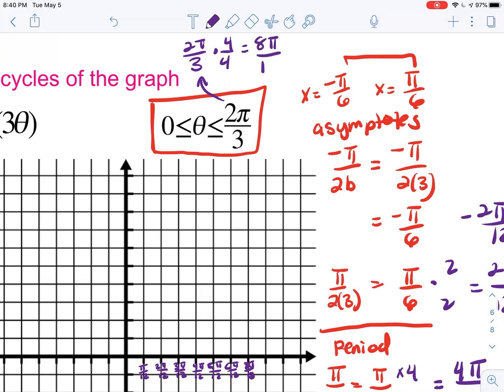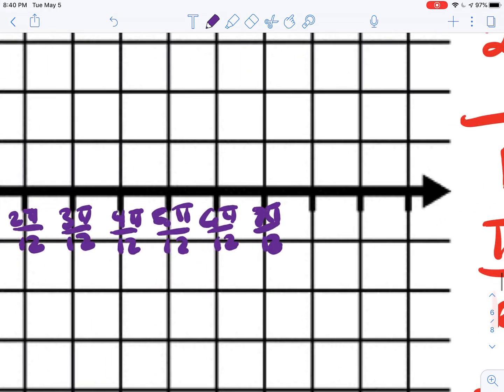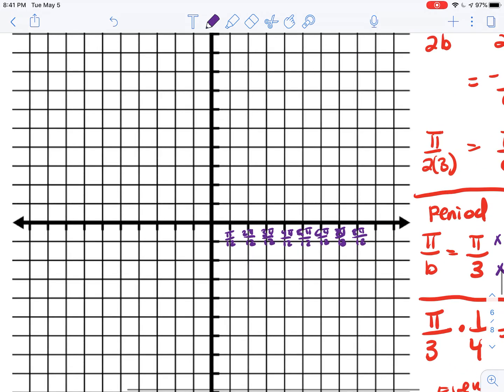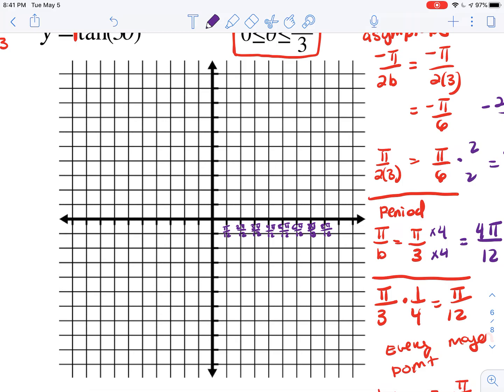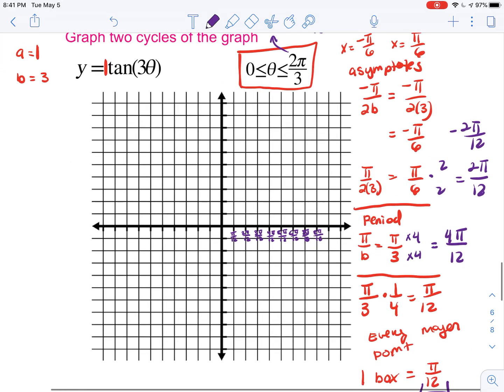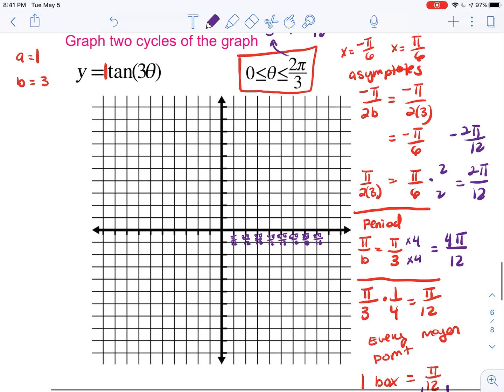So now where does my graph end? Well, let's also make this have the same denominator. So 2 pi over 3 times 4 and 4 would be 8 pi over 12. So we want my graph to stop at 8 pi over 12. Okay, so that's going to be the place where we focus our graph.